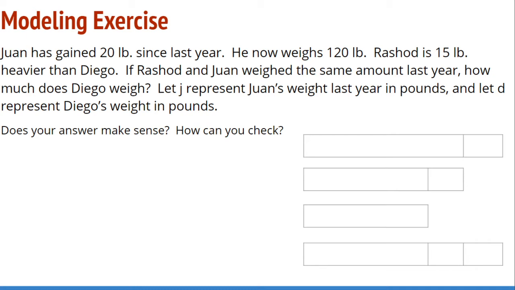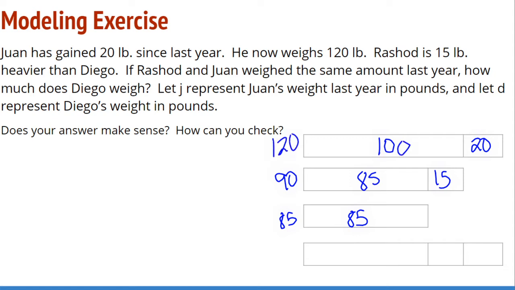How can I check? Well, I would do some substitution, right? If I say that Diego is 85, Diego plus 15 gives me Rashad at 90. So Diego's 85, Rashad is at 90. I've got 90 plus 20. Oh, my goodness. Where did I get 90? 85 plus 15 is 100. There we go. That's better. 100 plus 120. So I have just checked by substituting.